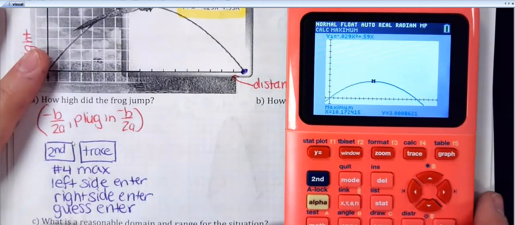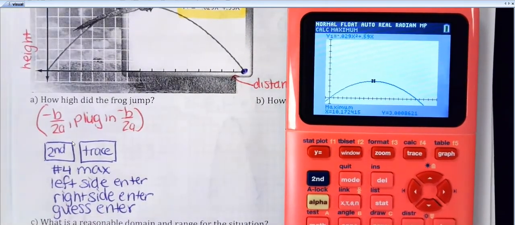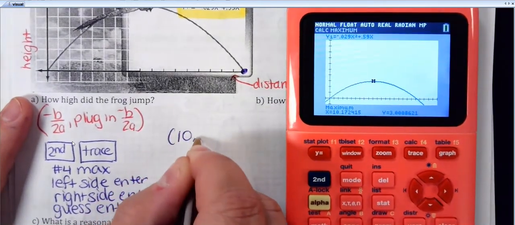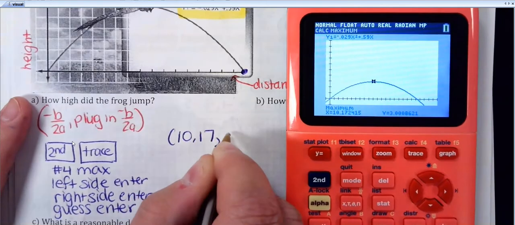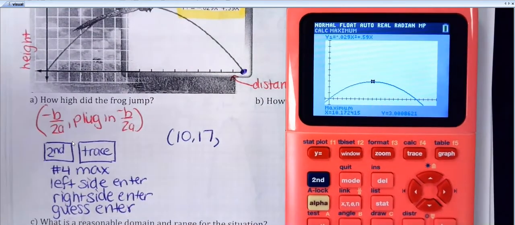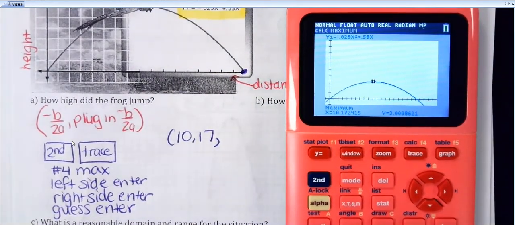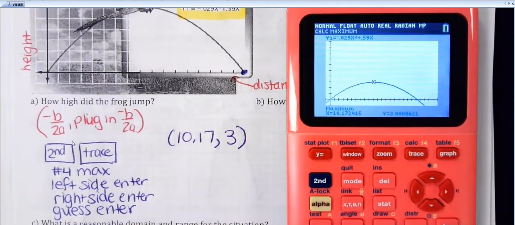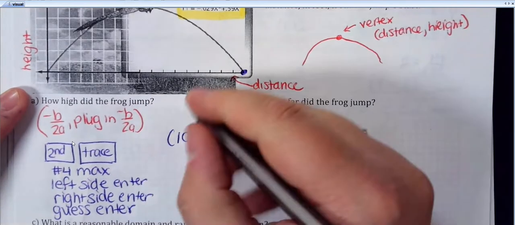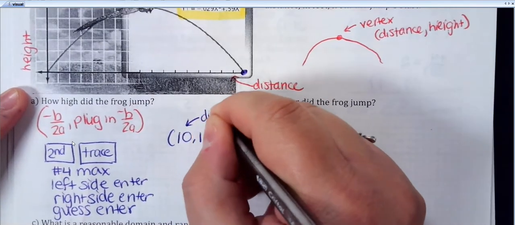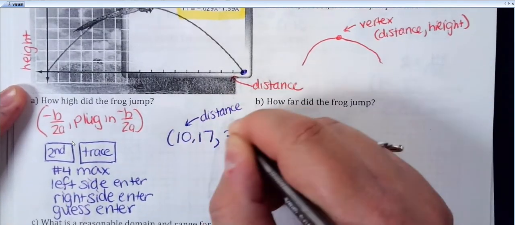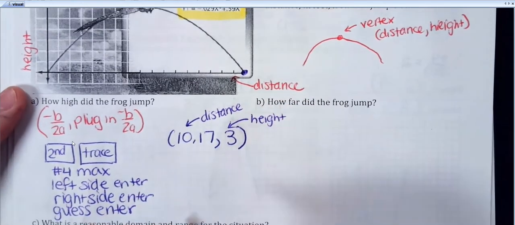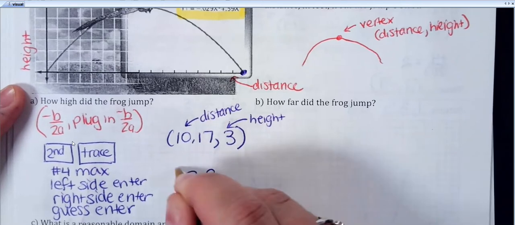Okay, now, if it's a nasty number, just round to the nearest hundredth. So for this question, I'm going to go 10.17. Now, the y-coordinate's like 3.00, and then it's got some other stuff, but I could just go ahead and round that to 3. So that's going to be my vertex. Now, the way the equation's set up, this is your distance, and the 3 is your height. So the actual answer to this question would just be, it's in feet, so it would be 3 feet.